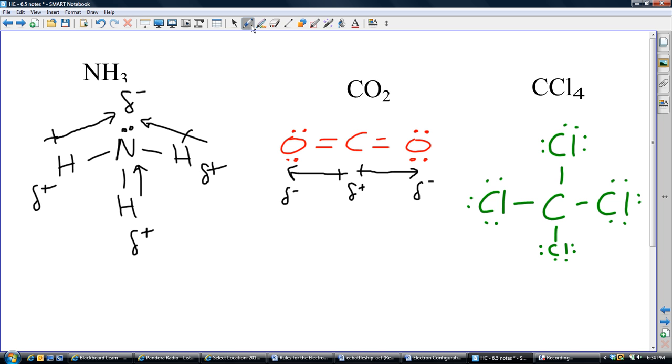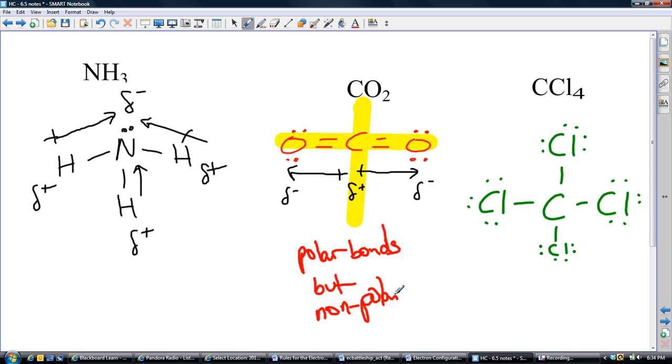But here's the difference. If we look at this, the structure is symmetrical. One side of the structure is not any different than the other side. We can cut it in half in either direction. Well, the top is the same, the bottom is the same, the left is the same, the right is the same. This is different. So what we have here in the example of carbon dioxide, there are polar bonds, but it is a non-polar molecule because of symmetry.